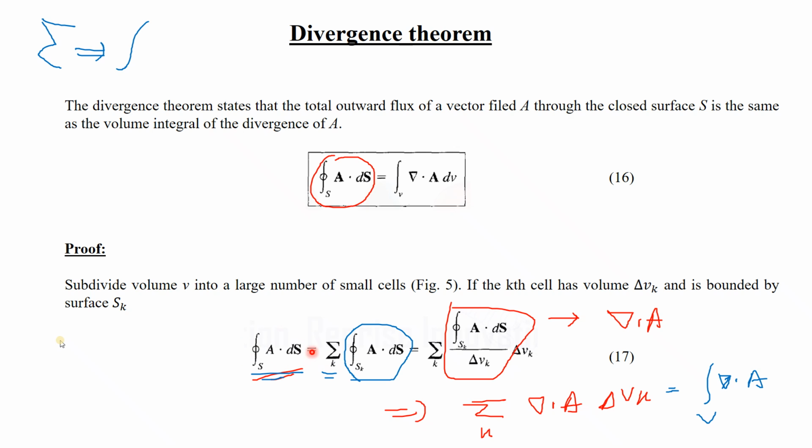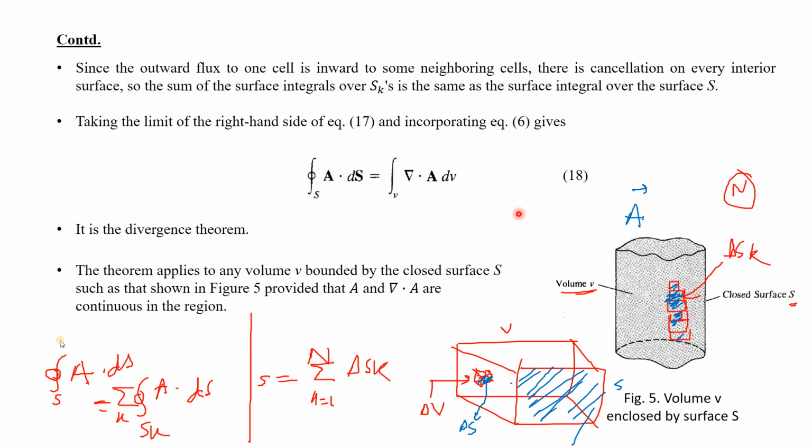Got it? So that is why a closed surface integral is divided into small segments, where each segment has some small area and volume. We divide by that volume in the numerator and denominator. We convert it into divergence form, then convert this summation into a volume integral, and we get the volume integral. So this is the divergence theorem.